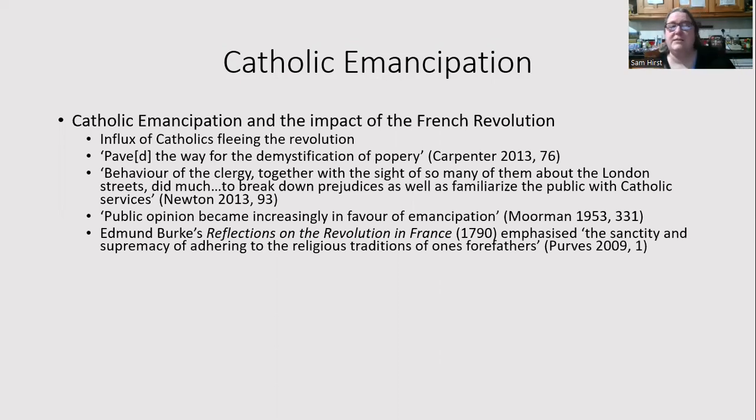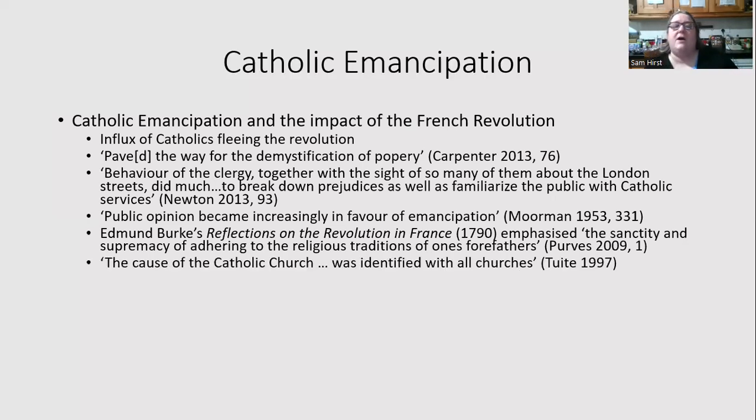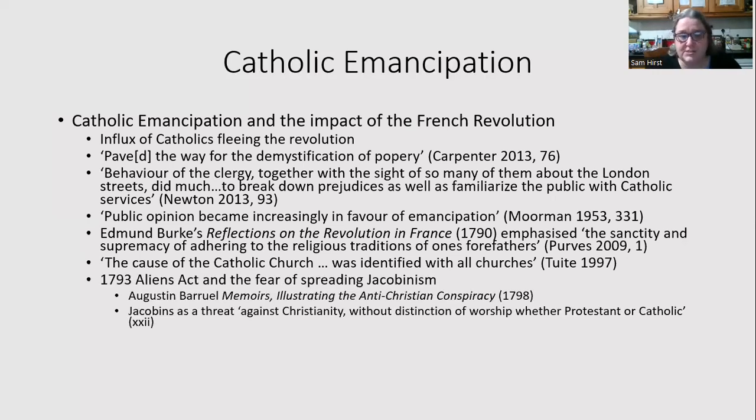There are various arguments connected with this as well. So Edmund Burke's Reflections on the Revolution in France offers a defence of Catholicism in some ways, and emphasises the sanctity and supremacy of adhering to the religious traditions of one's forefathers, i.e., noting and respecting that connection of the Anglican to the Catholic Church. What we have happening is the idea that the cause of the Catholic Church, persecuted within the French Revolution, was then identified with all churches.